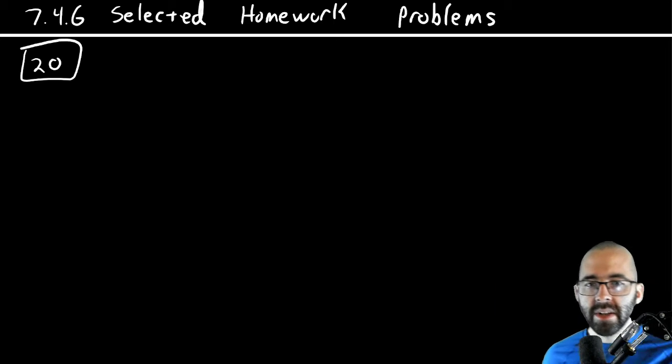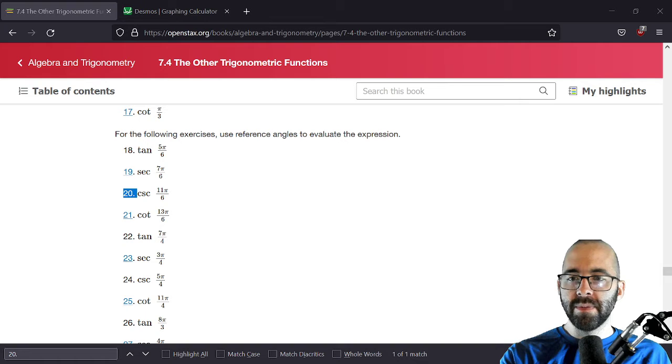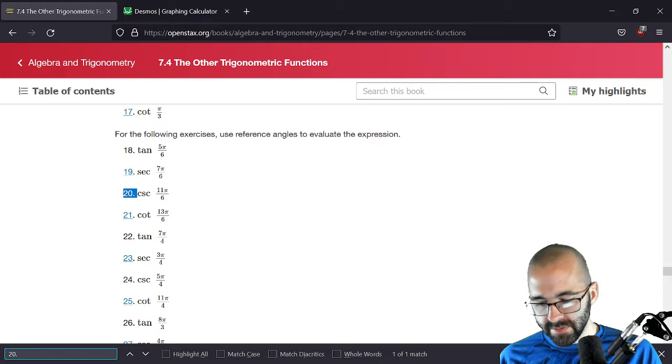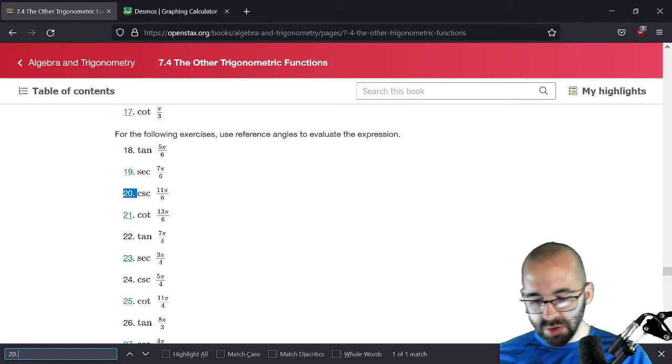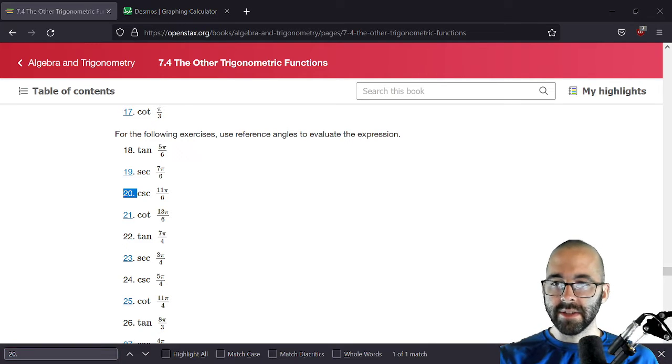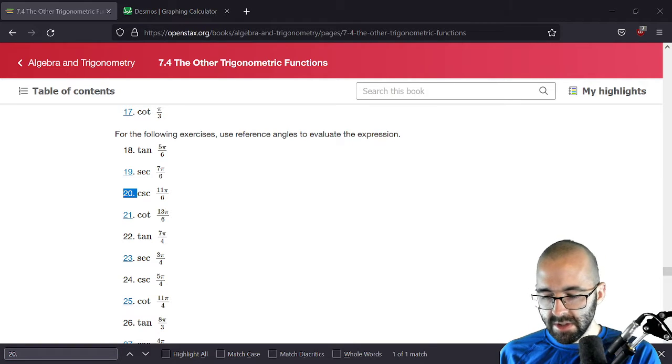All right, we're going to start by doing problem number 20 in the textbook. What we have over here is: use reference angles to evaluate the expression. We have the cosecant of 11 pi over 6.